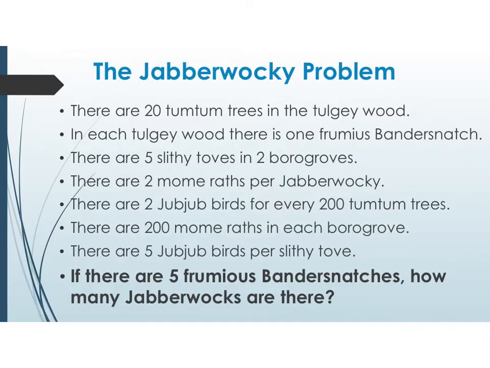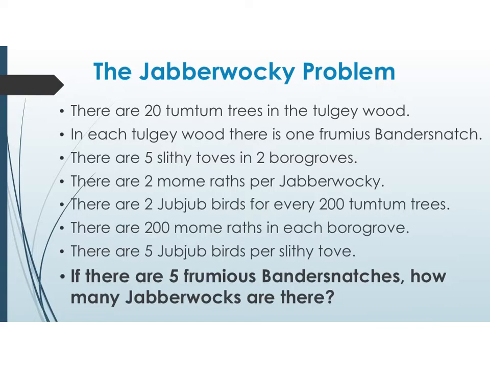So I've got this challenge problem for you. Without knowing anything about dimensional analysis just yet, I want to see if you can solve this problem. It's called the Jabberwocky problem. It says there are 20 tum-tum trees in the Tolgi wood. In each Tolgi wood there is one Frumious Bandersnatch. There are 5 Slithy toves and 2 borogoves. There are 2 momras per Jabberwocky.